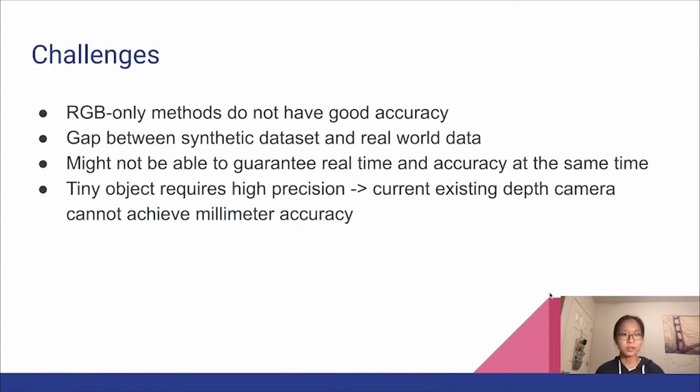So for the challenges, RGB-only methods do not have good accuracies compared to RGBD inputs. And then we also want to bridge the gap between synthetic datasets and real-world datasets because it's expensive to develop a real-world dataset. And then we might not be able to guarantee real-time detection and accuracy at the same time because there's a trade-off between performance, like frames per second, versus accuracy. Last but not least, we have a tiny object, it's 5 millimeters, that requires high precision, but our current existing depth camera might not be able to achieve millimeter accuracy.